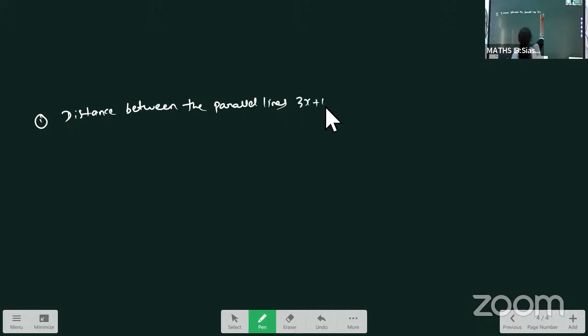Next, distance between the parallel lines. 3x plus 4y minus 3 is equal to 0 and 6x plus 8y minus 1 is equal to 0.